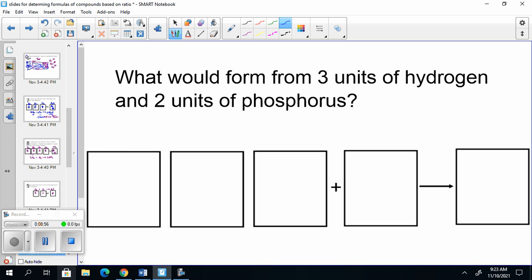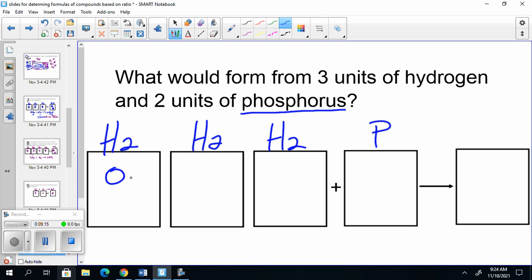Okay. So I got H2, H2, H2. Phosphorus is P. If you're not sure about an element, just look at the table after the periodic table. It lists out all of the elements' names and their symbols. So if you're not sure, that's where it is. Oh, I need 2 phosphorus. I should have made 2 boxes for that. That's okay. I'll put them right in the same box.